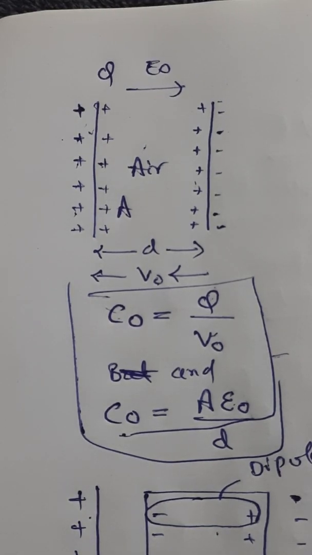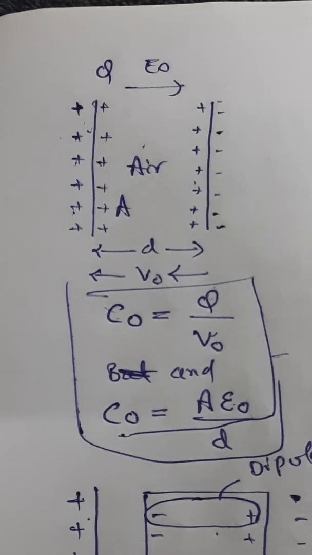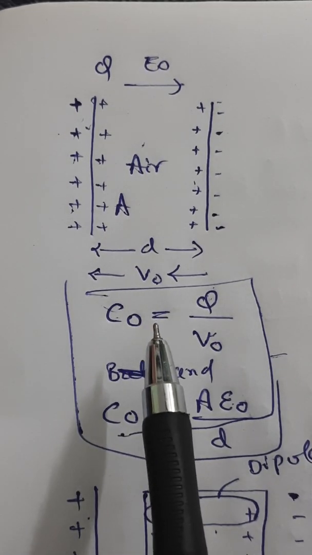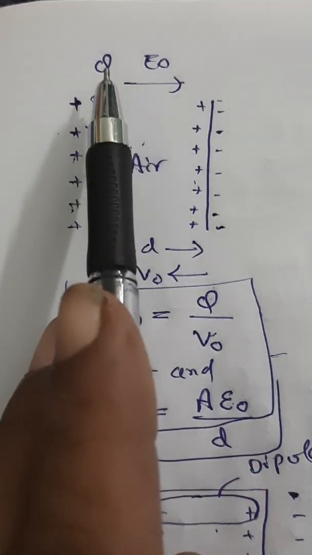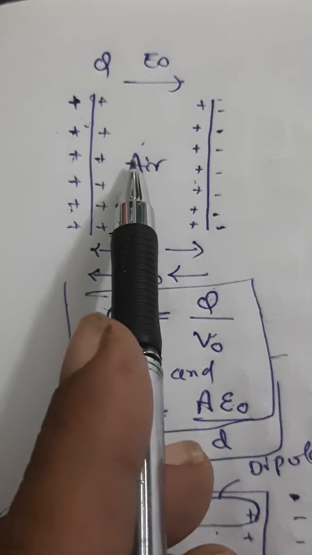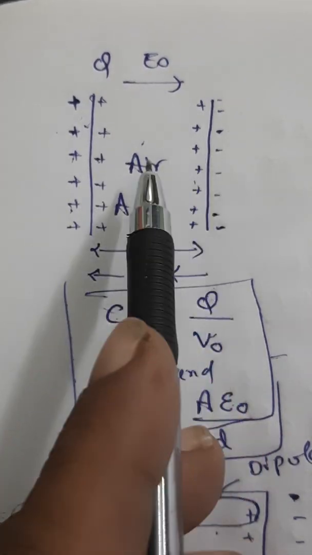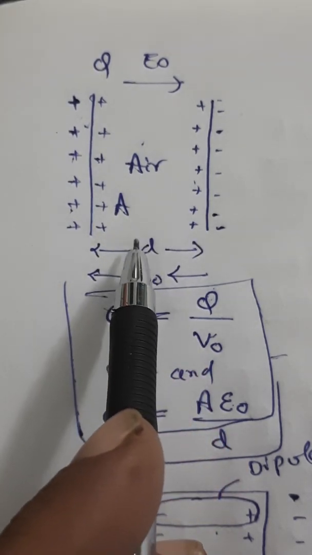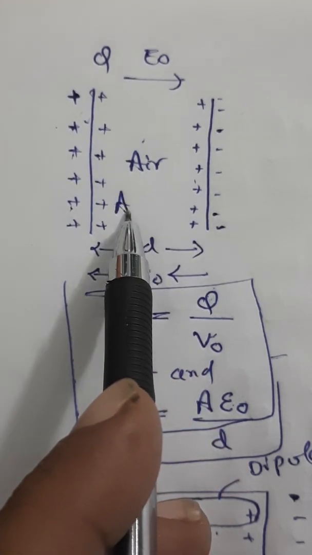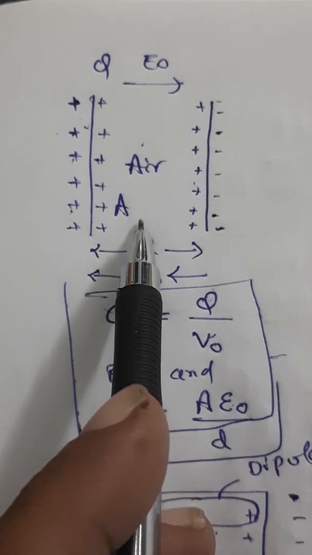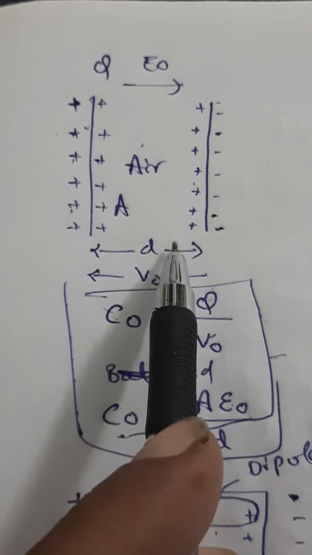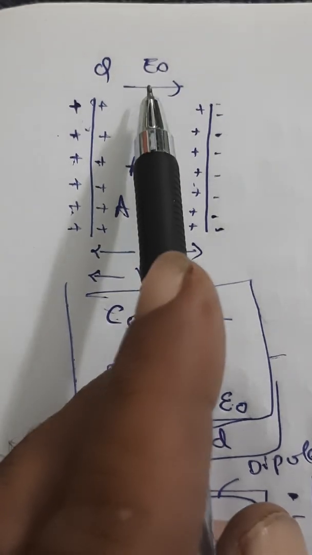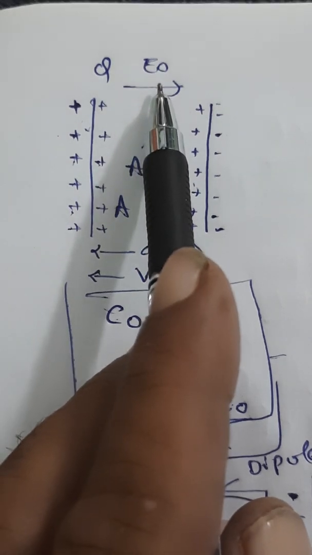Well, friends, we are trying to understand something called dielectric constant. For that, we have taken a capacitor with air as a medium, having a charge Q, and the plates of the capacitor are separated by a distance d, and A will be the area of cross section of the plates, and V0 is the potential difference, and due to that E0 is the electric field across the plates.